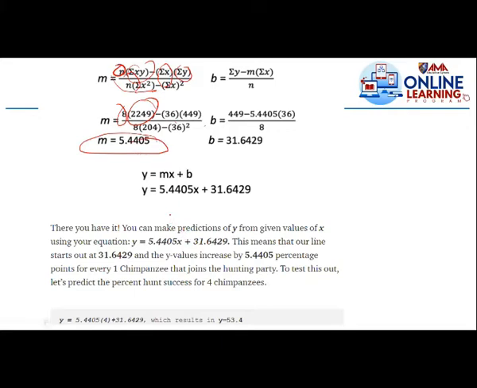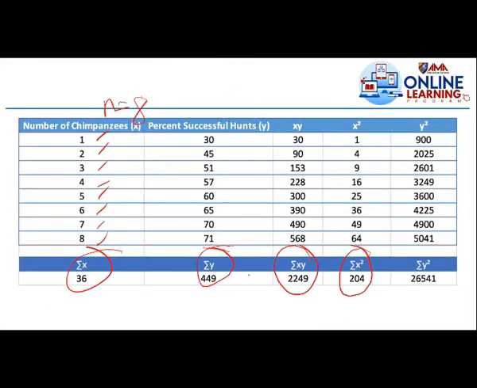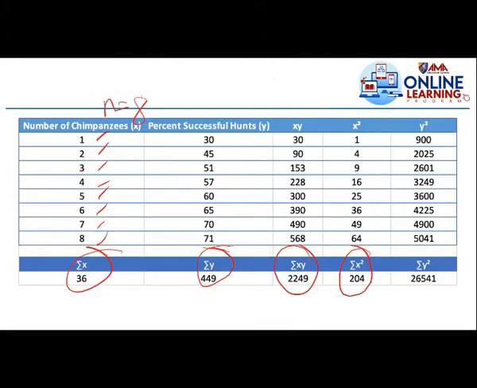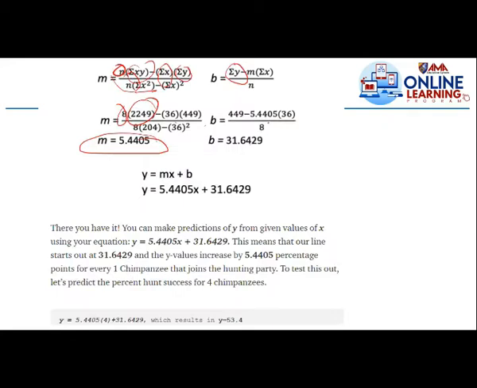Okay? Now, next is, we can get the y-intercept by substituting the values here. So, yung summation of y natin is, balik tayo sa previous, the summation of y natin is 449 minus the slope, which is 5.4405. Then, ang summation of x natin is 36 over, ang n natin is 8. So, ang result natin is 31.64. So, ang final formula natin or regression line formula natin would be this, 5.4405x plus 31.6429.